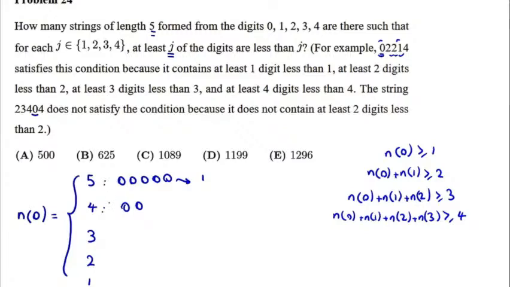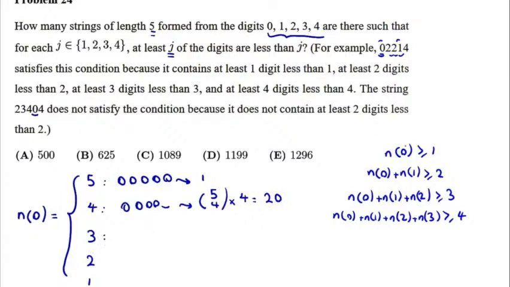Now, if we have four zeros, then all these conditions will be satisfied. So we have four zeros and one other term. For these four zeros, you say 5 choose 4. And the other term can be 1, 2, 3, or 4, because the digits are these. So 5 choose 4 times 4, which is 5 times 4, 20.